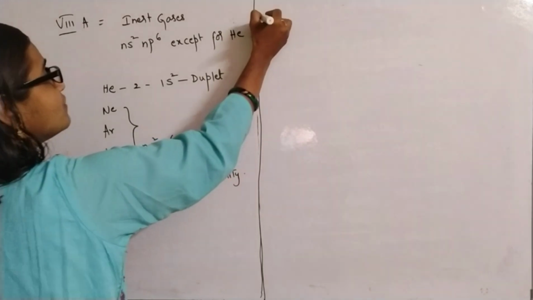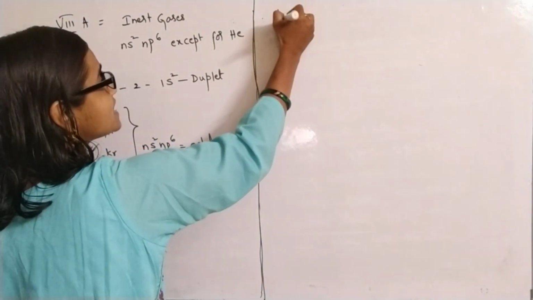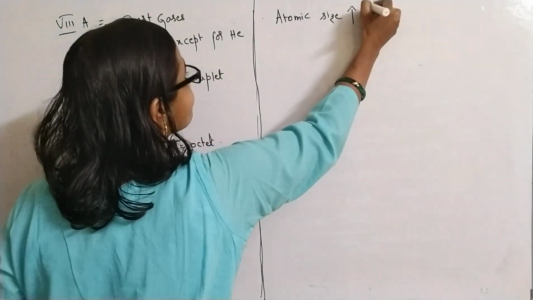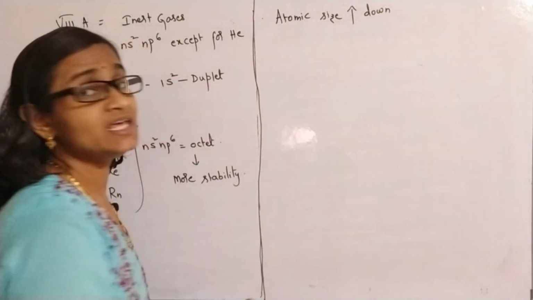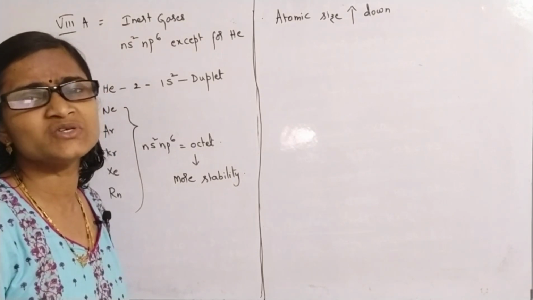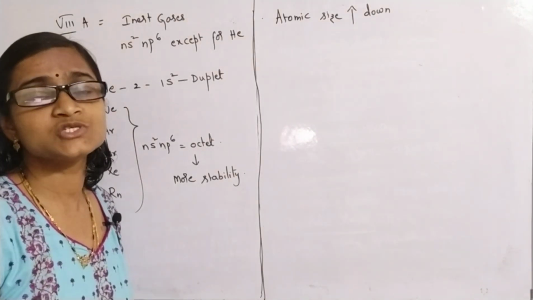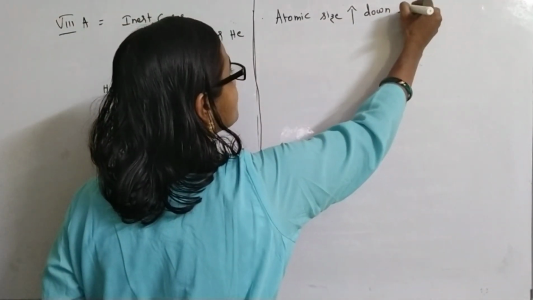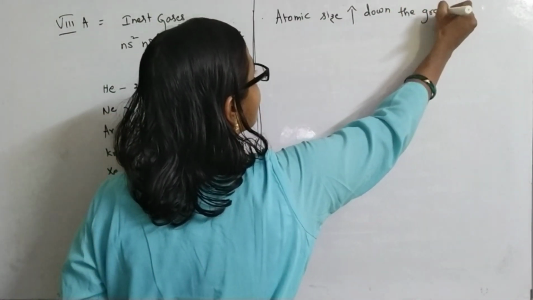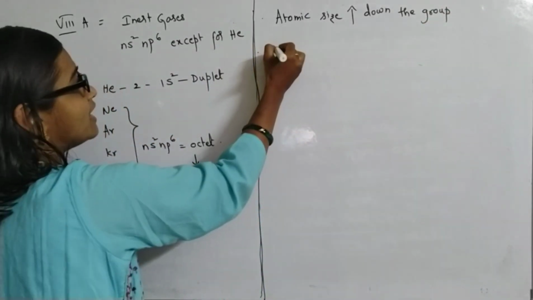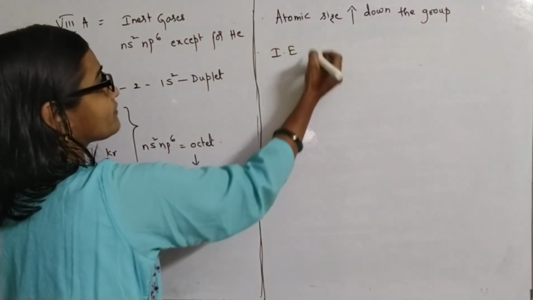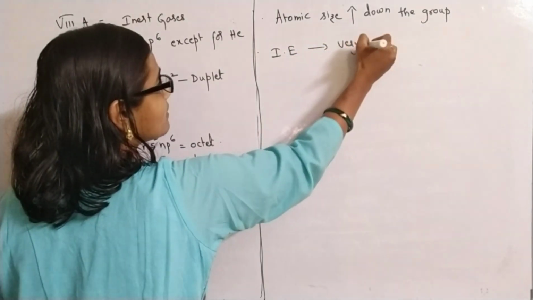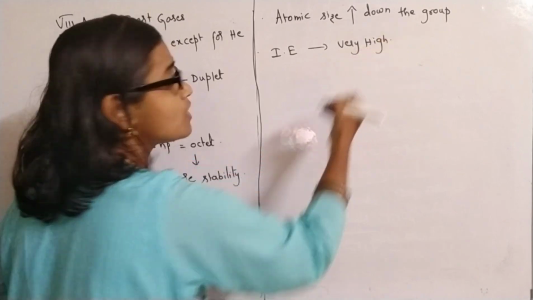So if you go for the general properties like atomic size, it increases down the group. They have high ionization energies. It is very difficult to remove an electron from the valence shell of these inert gases. Very high ionization energies will be there, because they already have octet configuration.